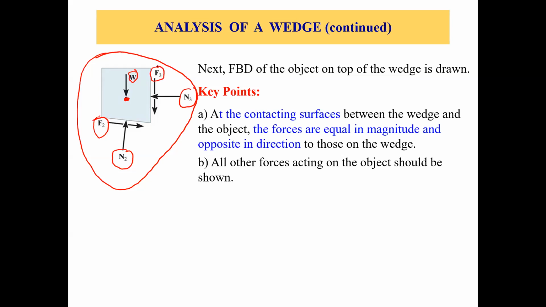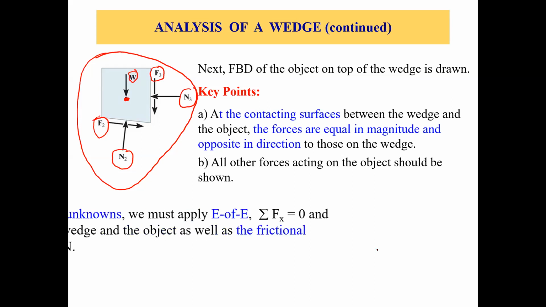Now this block is being lifted with the movement of the wedge, so this block is going up. That's why F3 is directed downwards, because this is a friction force, and friction force is always opposite to the motion. That's about the free body diagram of the block.